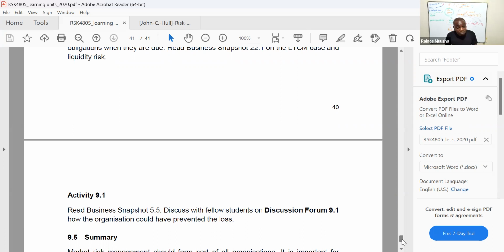And the more familiar you become with your calculator, the less mistakes you make. The unfortunate thing about RSK4805 is that when you start doing revision, sometimes they ask you to do a long calculation, but when you look at the mark allocation, it can be 2 marks, it can be 4 marks. If you're lucky, it can be 5 marks.